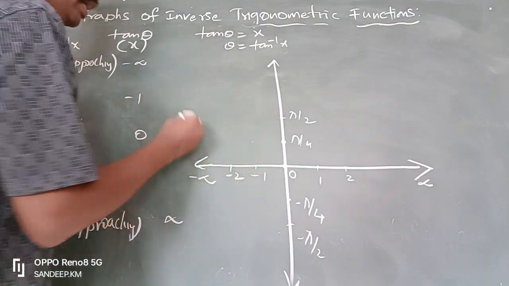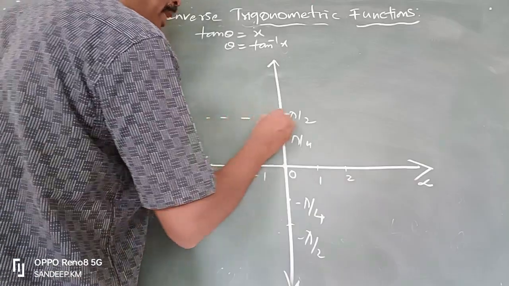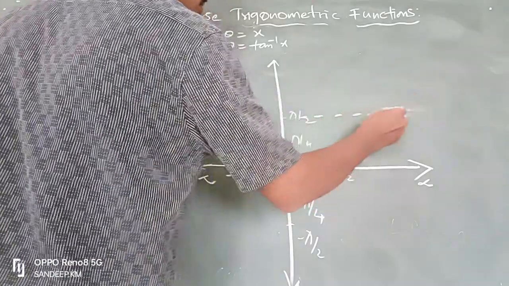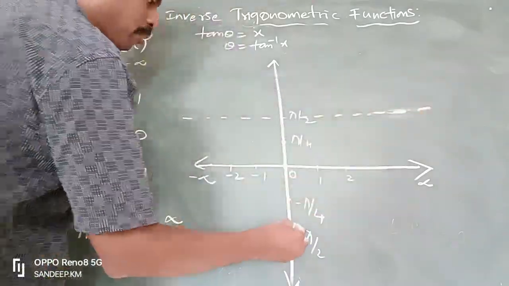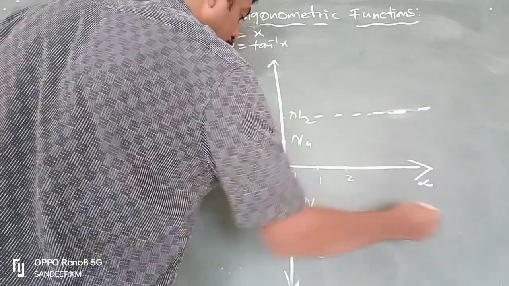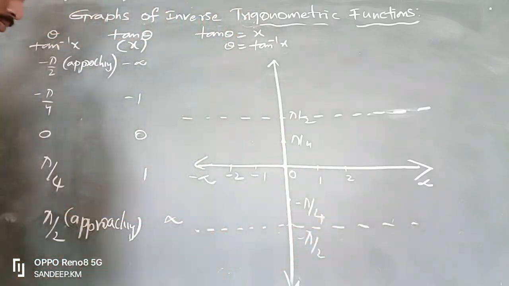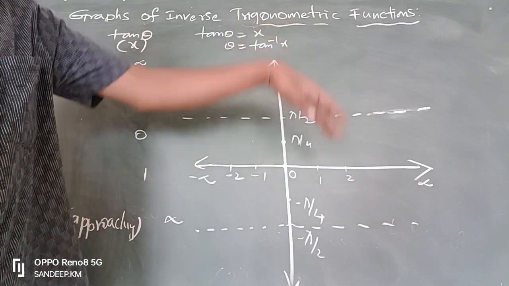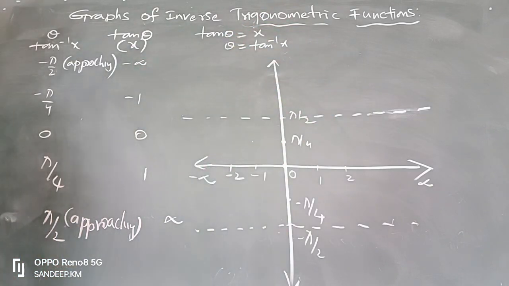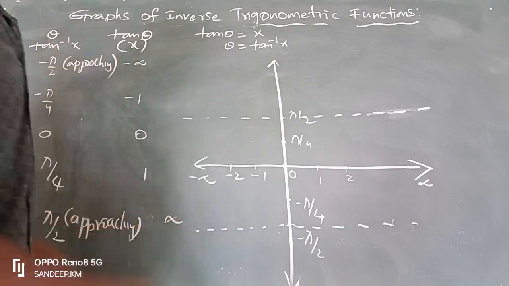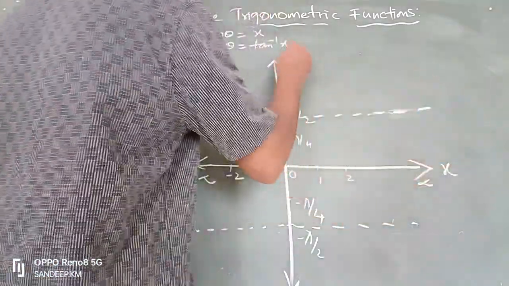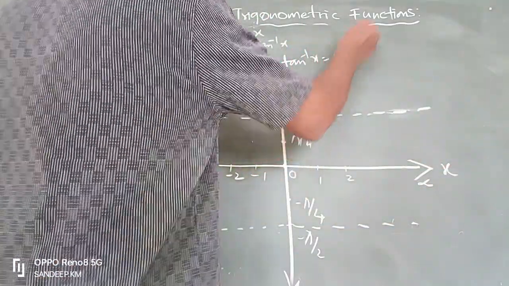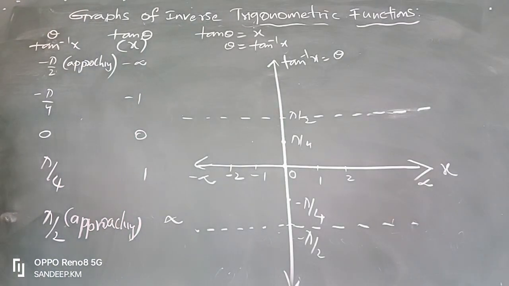Why? Because the output cannot be equal to pi by 2 and the output cannot be equal to minus pi by 2. Tan inverse x cannot be equal to pi by 2. Tan inverse x cannot be equal to minus pi by 2. Okay? So the dotted lines are very important while drawing the graphs. So input is x, output is tan inverse x, which is equal to theta. Okay. So first of all, I will start with this one.